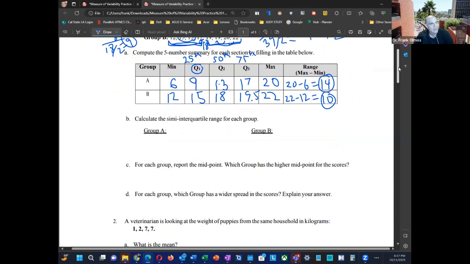All right, so calculate the interquartile range. Before I start talking about interquartile range, you may ask, what's the point of this? What's the purpose? What's going on here? Why do I have to learn so much about interquartile range, variance, standard deviation, etc.? Let me tell you what the point is.